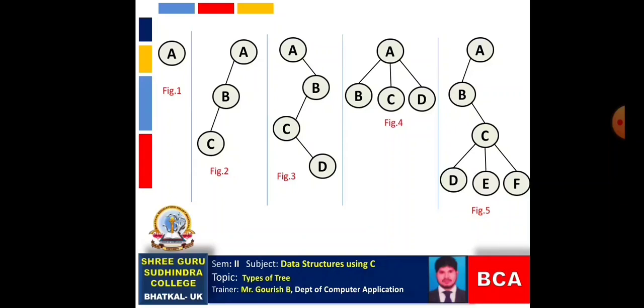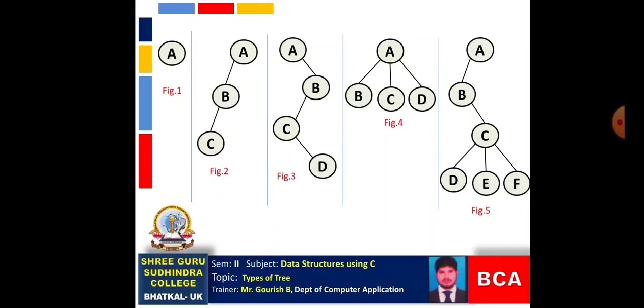Figure number 3, is it a binary tree? Yes, it is also a binary tree. A is the parent of B. That means A is having only one child, B is also having only one child, C is also having only one child, and D is the leaf node which is having no child. So this tree is a binary tree. Why? Every node is having only one child except the leaf node. Here there is no node which is having more than 2 children.